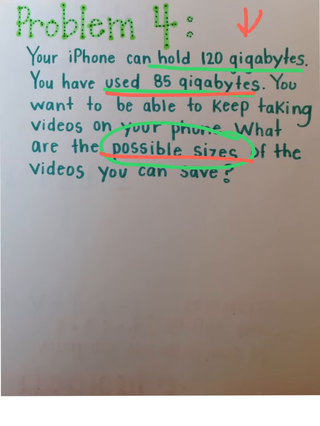So I'm going to start with what I have, which is 85, plus what I want to be able to save in the future, and I don't know that, so I'm going to use a variable, x. So the possible sizes of our future videos will be represented by x, and I know that this number has to be less than or equal to 120 because that's all my phone can hold.